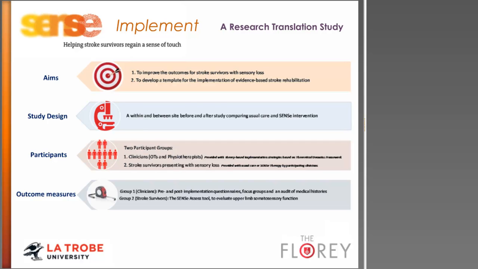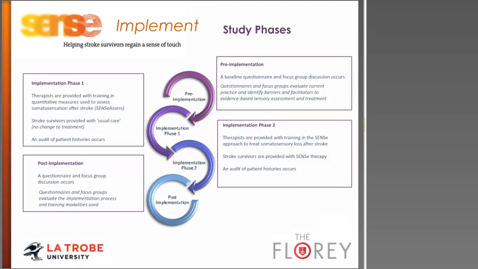For stroke survivors, we have a specific sensory assessment tool that involves the equipment that you've now seen to evaluate their upper limb somatosensory function. So the study has a number of phases, and we've started this study at 2 pilot sites. So we've collected data from 2 of our sites already and have really got an idea of what's happening within those health organisations. And the information we collect in the pre-implementation phase, so a baseline questionnaire and a focus group, really allows us to see what's happening within that health organisation from a somatosensory assessment and treatment point of view.